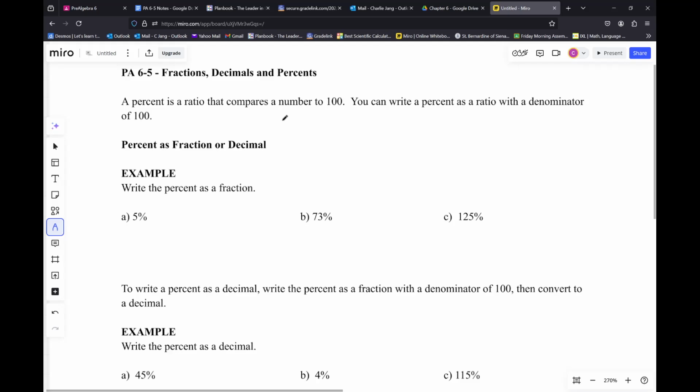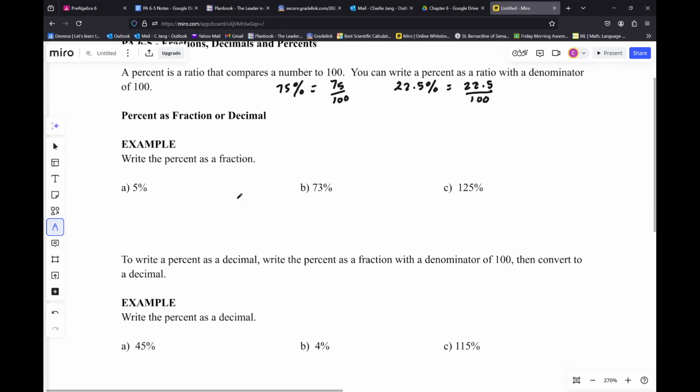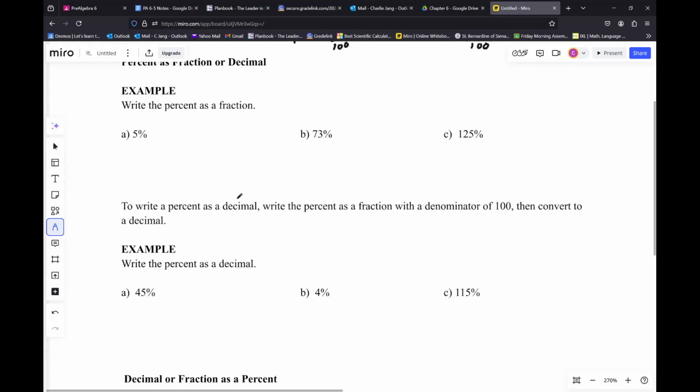For example, if I say 75%, I can rewrite this as a ratio of 75 over 100. Okay, if I say 22.5%, this is going to be 22.5 over 100. Okay, so that's basically what a percent is. Now we're going to use that fact to help us write these things as fractions.